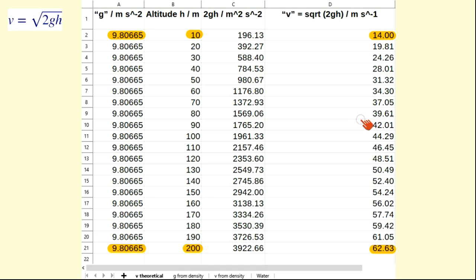Which makes sense. Always look at the values and ask, do they make sense? If I drop something from 10 metres, it's going to reach a speed of 14 metres per second, which seems about right. If I'm dropping it from 200 metres, it's going to reach a speed of 4 or 5 times that, which again seems right. Not the other way around. If it was the other way around, I've made a calculation mistake.